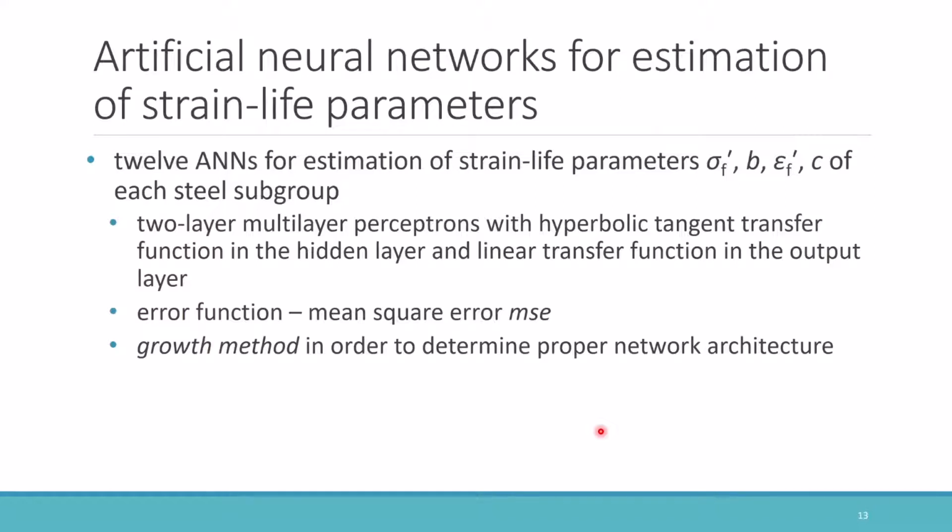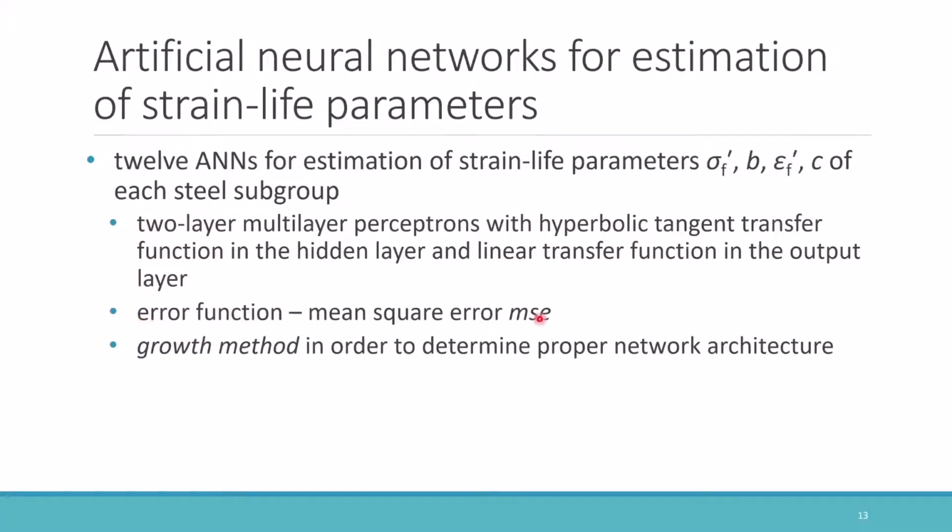As far as artificial neural networks development, a series of networks were developed, but the 12 best were chosen for estimation of each strain life parameter of each steel subgroup. The type of network used was a two-layer multi-layer perceptron with a hyperbolic tangent transfer function in the hidden layer and a linear transfer function in the output layer, since this kind of network approximates any function arbitrarily well.